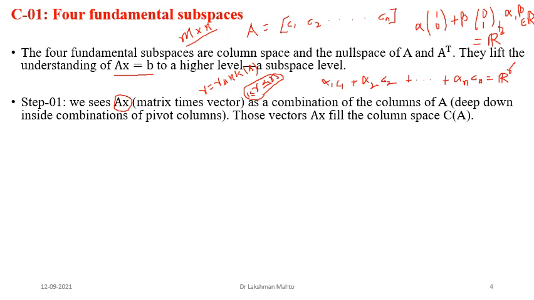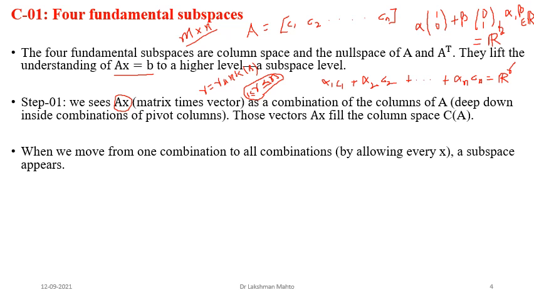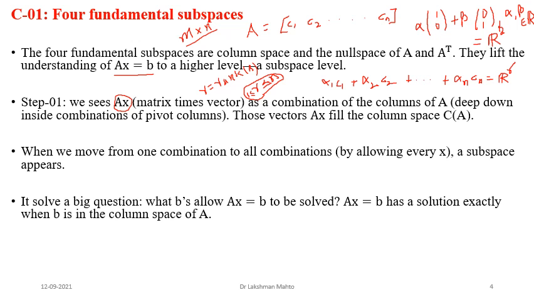So here from column space you are getting one result, and you will get another result from row space. When we move from one combination to all combinations, in that process we are getting a column space, where x will keep on varying, and the dimension of that happens to be the rank of the matrix. And what does column space do? It solves a very big problem.